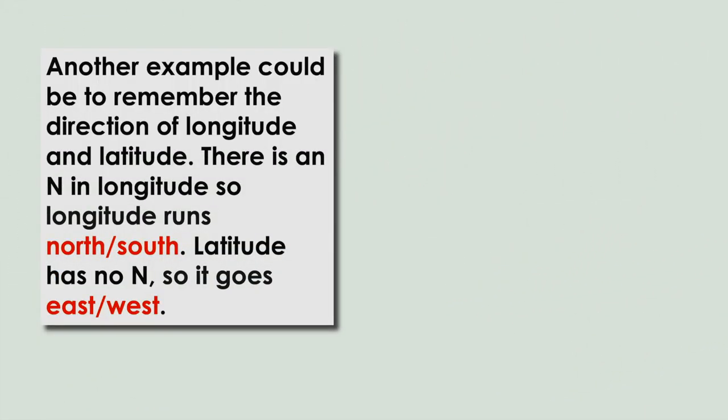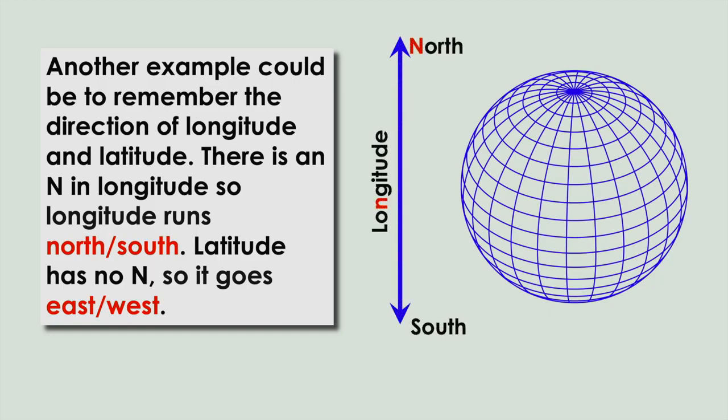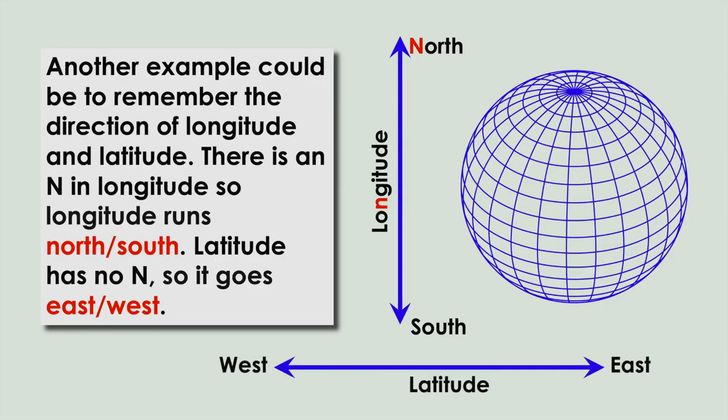Another example could be to remember the direction of longitude and latitude. There is an N in longitude, so longitude runs north to south. Latitude instead has no N, so it goes east to west.